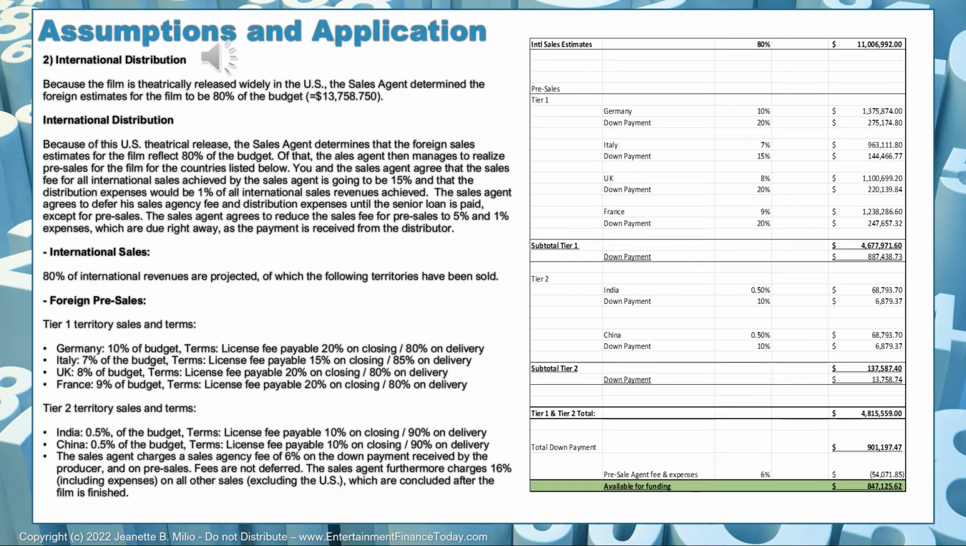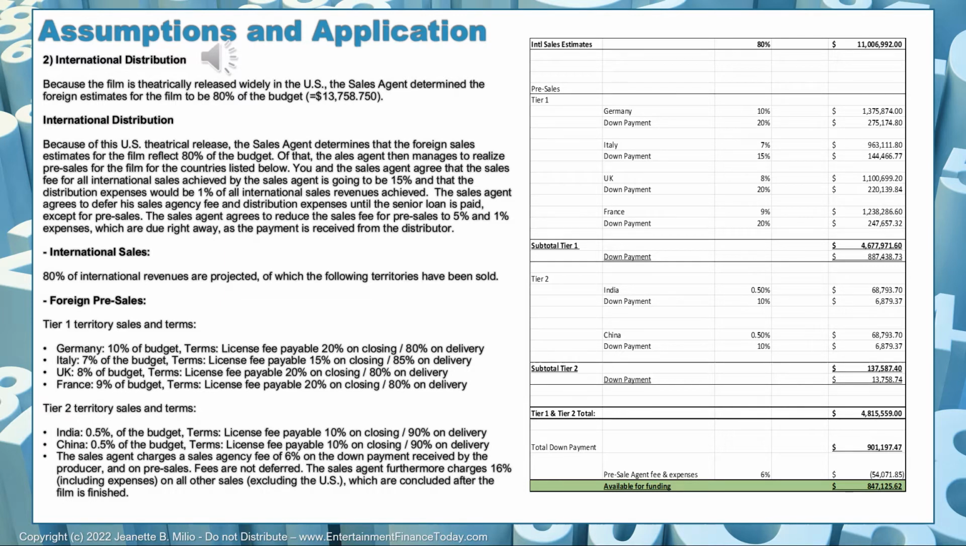So let's look at our international sales estimates and our pre-sales. Our international sales are estimated to be 80% of the budget, which was $13,758,740, and that will get us $11,006,992 for the estimates we'd be receiving from international distribution rights revenues.